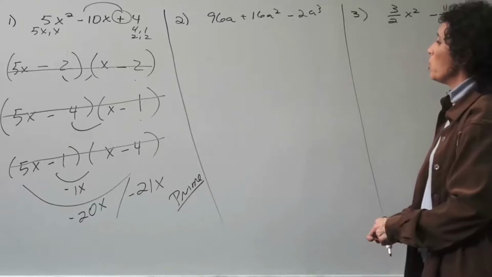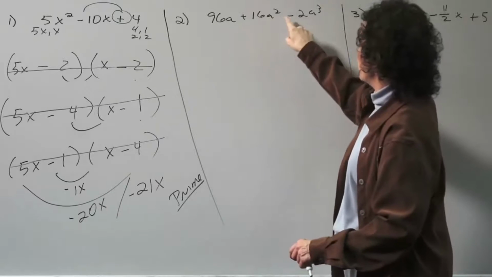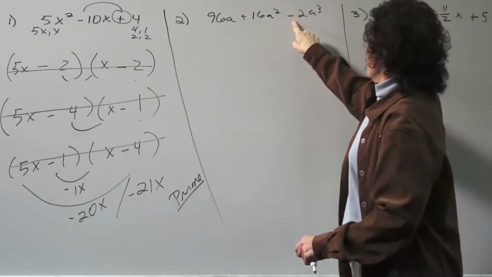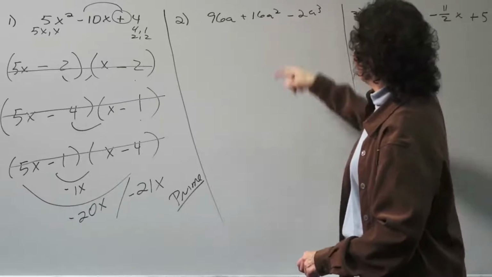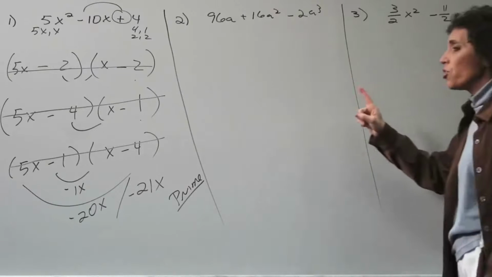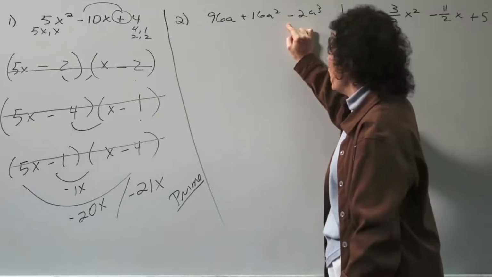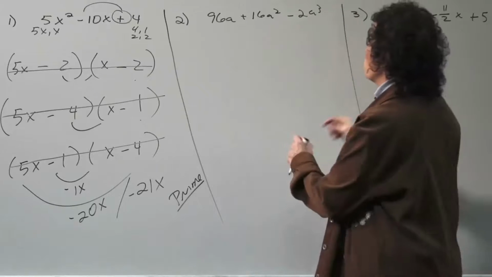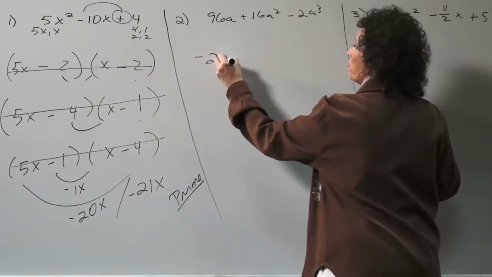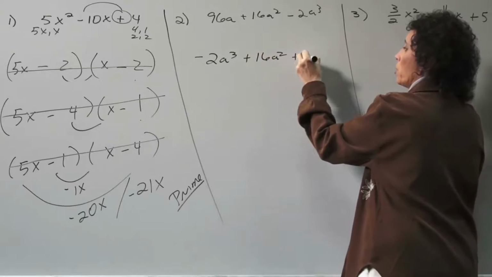Okay, number 2. Number 2 says 96a plus 16a squared minus 2a cubed. All right, look for a GCF. There actually is a GCF. But before I get a GCF for this, I have to tell you, I have a rash. Do you know why I have a rash? I have a rash because this is not in standard form. So I'm going to put it in standard form. Negative 2a cubed plus 16a squared plus 96a.